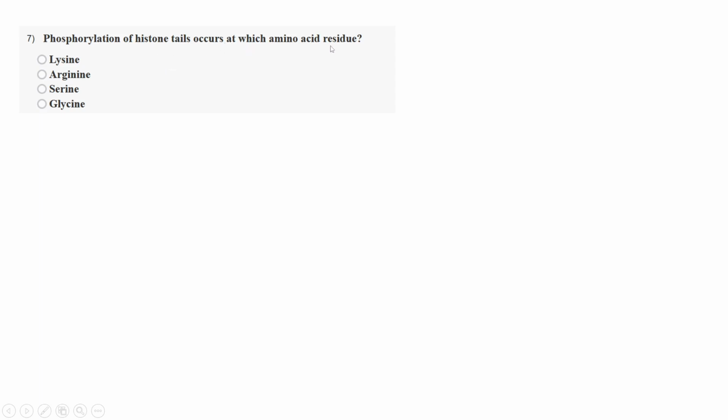Phosphorylation of histone tails occurs at which amino acid residue? So what can be the correct option for this? We already discussed this.